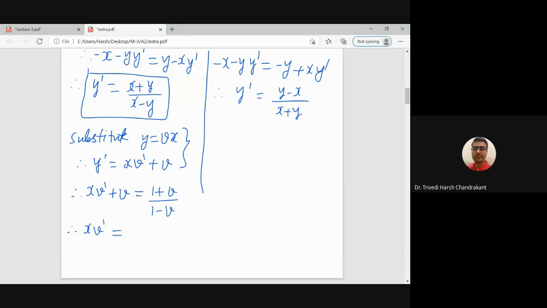So that is 1 plus v minus v plus v square divided by 1 minus v. So I have taken LCM with respect to 1 minus v.